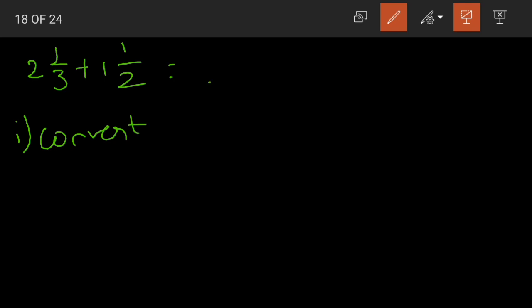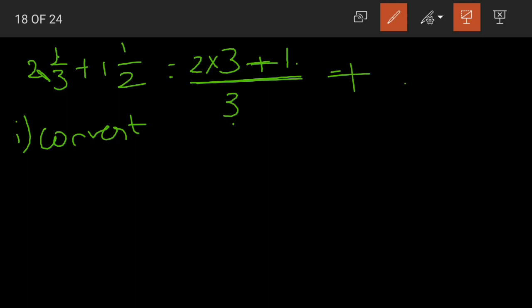Now how will we convert? First write the denominator as it is. In the numerator, multiply the denominator with the whole number part, 2 into 3, plus the numerator, whole divided by the denominator. And coming to the second fraction, again write the denominator as it is.